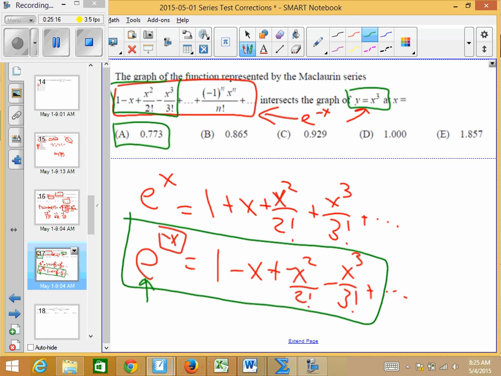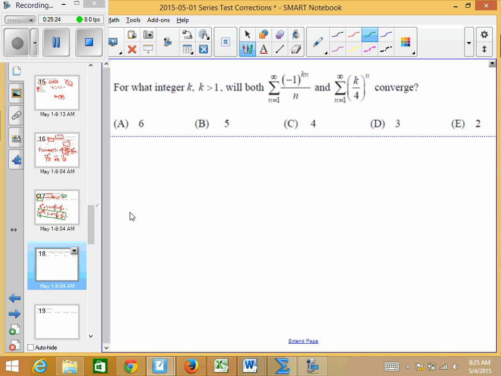You don't remember how to find the intersection of two curves? You're out of luck. You ready to look at this one? I'm not going to look at it again.